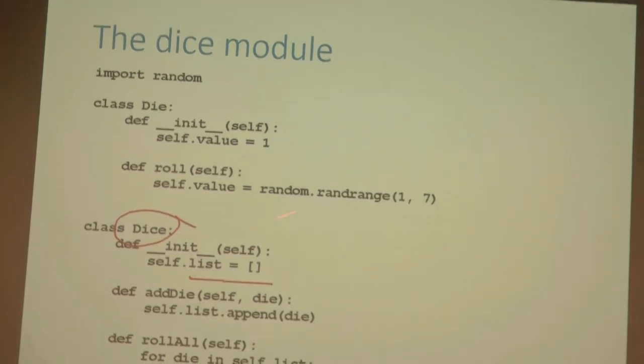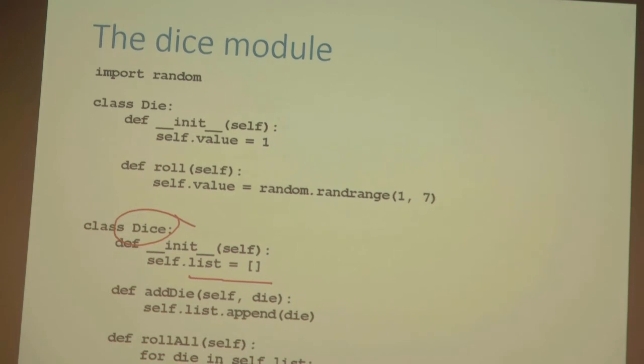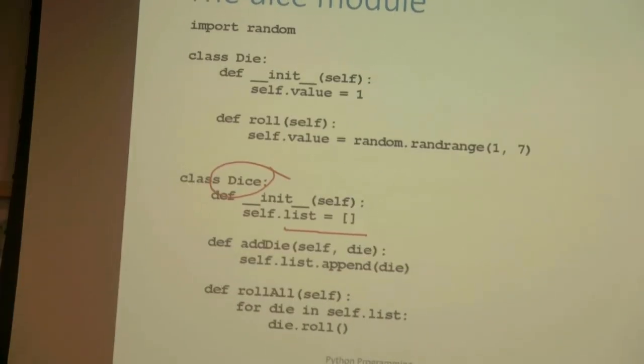Okay, how can I roll it? With a random from 1 to 6. Easy? Easy. One function, one value. Then there is a bigger thing.